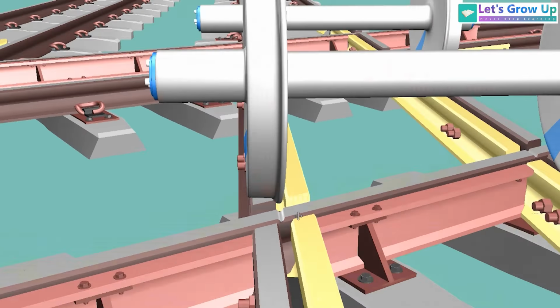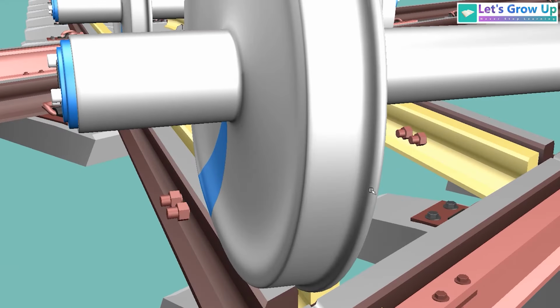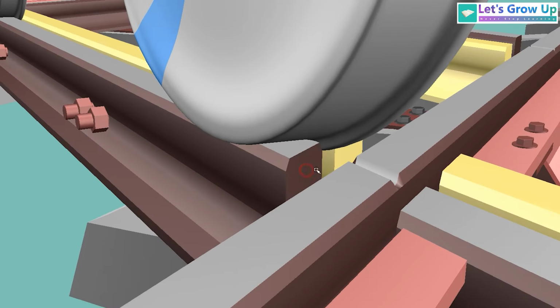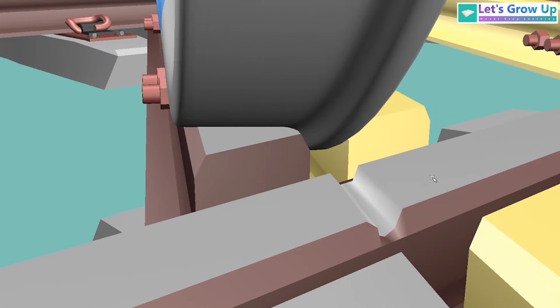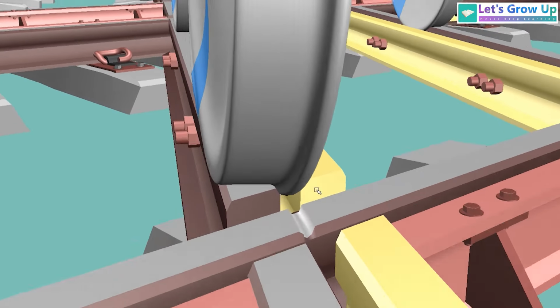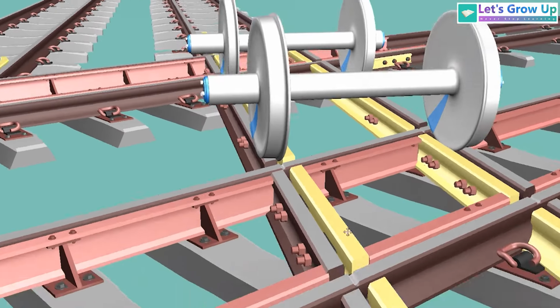So this is a wheel, and this area is the wheel flange. So when the wheel crosses the main line, automatically the main line is damaged by this flange. That's why here is a little bit of damaged area. So this is a small piece of information.